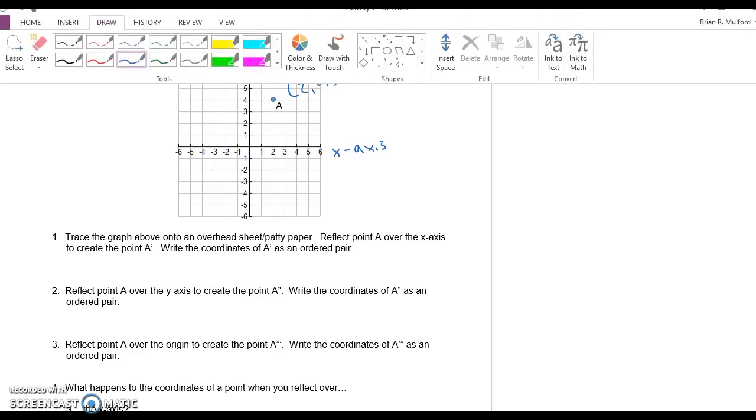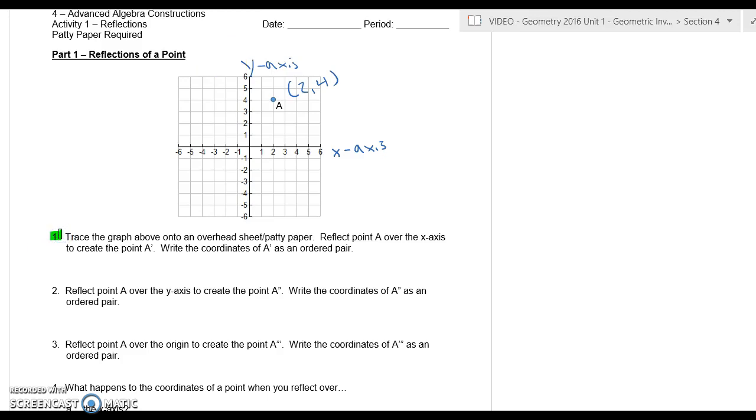So I'm going to start here. I'm going to do this one in green. So question number 1 we'll do in green. We're going to take that and reflect it over the x-axis. So basically we're going to take this point and just bring it down. It doesn't change the left or right, it just changes the vertical coordinate. So when I reflect this over the x-axis, I'm going to be right here at that point, and I call that A prime based on what the directions say. The coordinates of A prime as an ordered pair are 2 and negative 4. Notice that our x-coordinate didn't change, but our y definitely did.